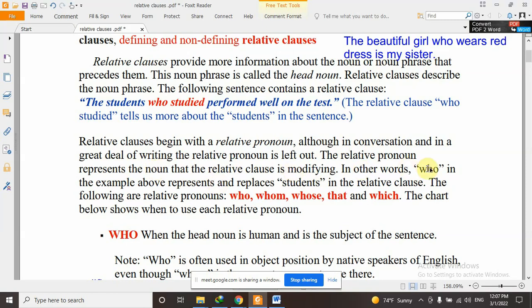The word who in the example above represents and replaces students. Here who represents and replaces students in the relative clause.